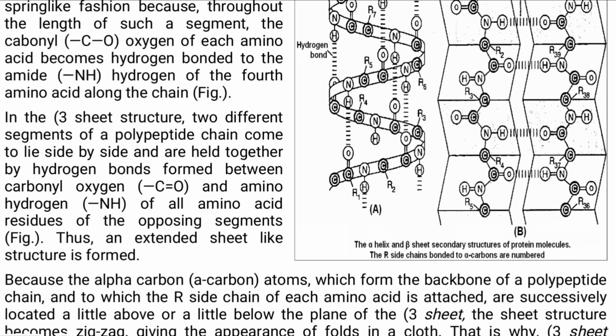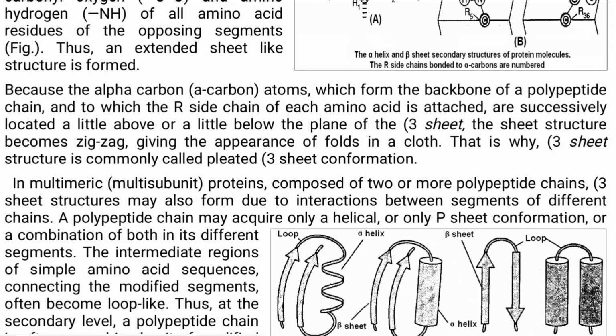Now, here the segments of a polypeptide chain come to lie side by side, and they are held together by the hydrogen bond between the carbonyl and the amino group of the first and the fourth amino acid. The alpha carbon forms the backbone of the polypeptide chain, and the alkyl group of each amino acid is attached to it. They are successively located a little above or a little below the plane of the axis, and that is the reason it forms a zigzag-like structure.